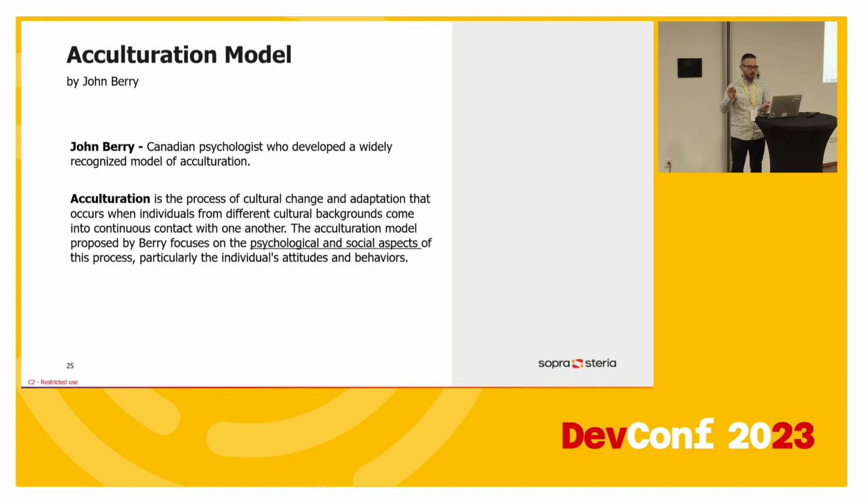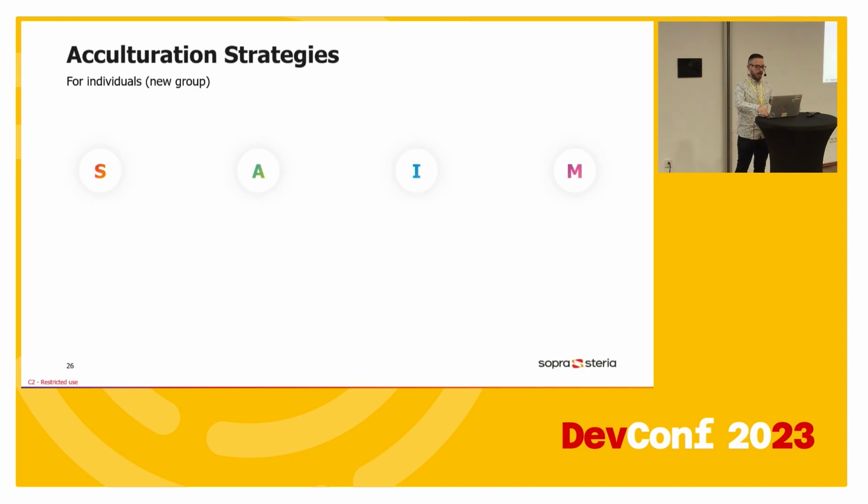And this model is interesting, by the way, because it takes into consideration not only the psychological perspective on the individual level, but also social aspects, how the group and society can look like. And I mentioned strategies. He developed 4 strategies for individuals. So an individual from the minority group meeting people from the majority group can have 4 distinctive strategies according to this model.